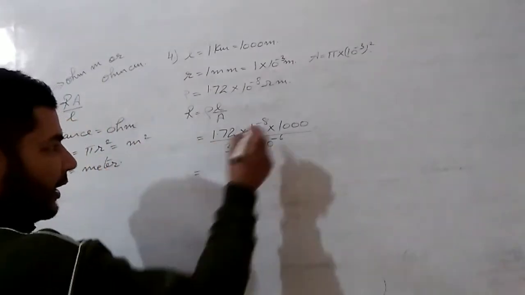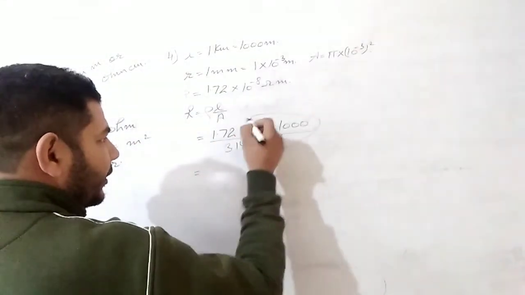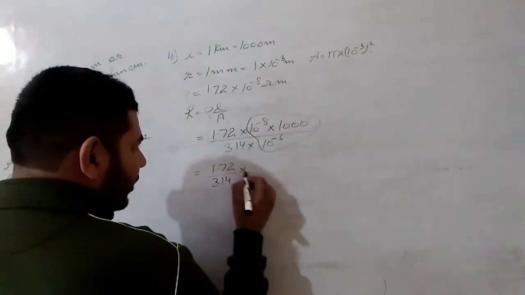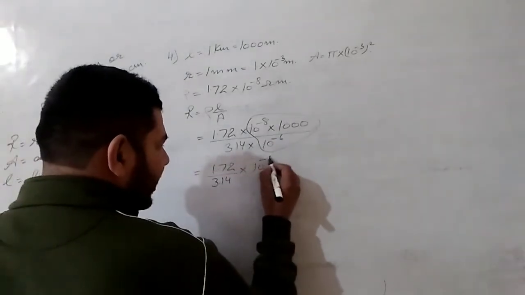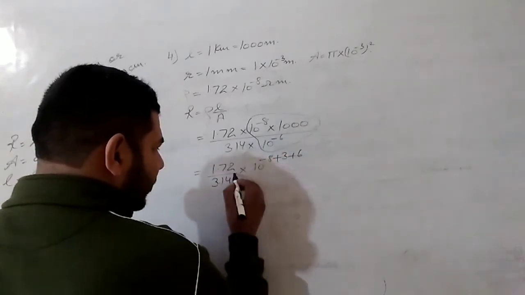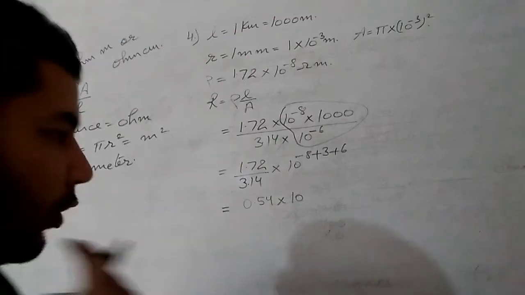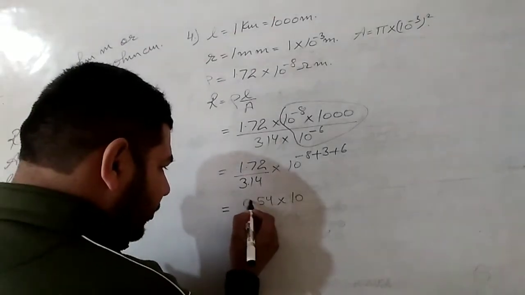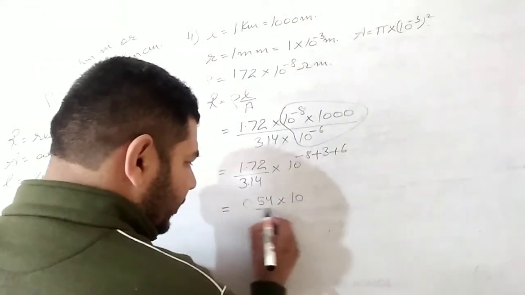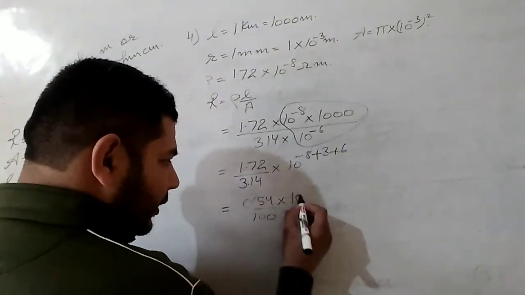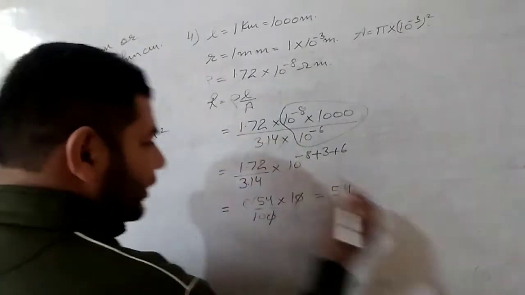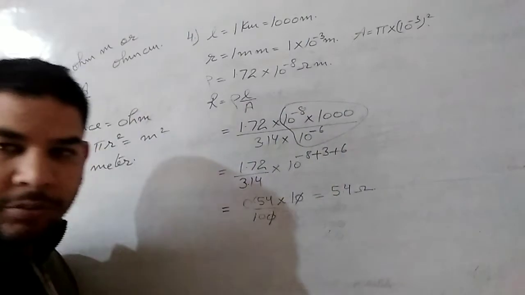So first of all we will adjust the powers of 10. 1.72 by 3.14 into 10 raised to power minus 8 plus 3 plus 6. Okay, so we are getting this value. So we are left with 10, we can write 100 here. So we will write 5.4. But we have to find resistance, that is in ohms.